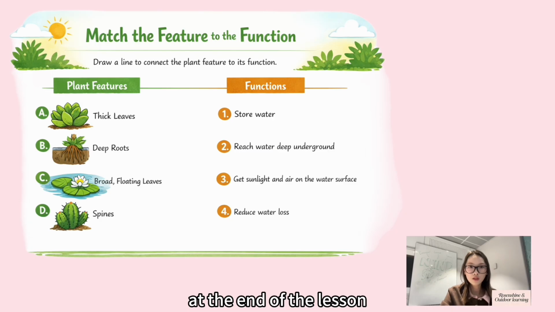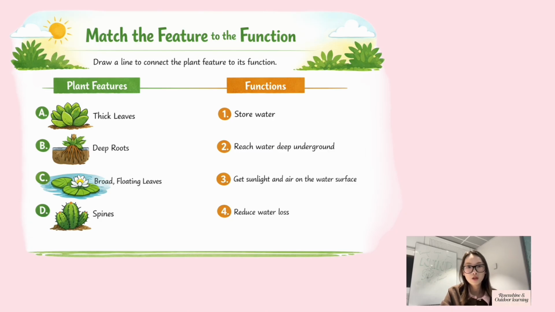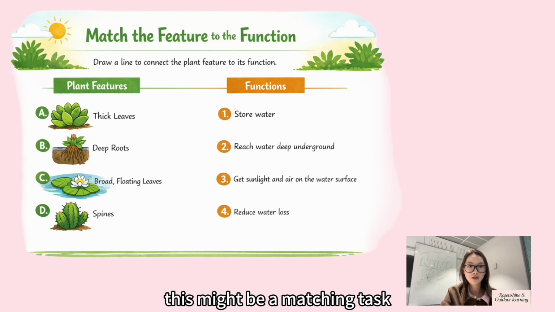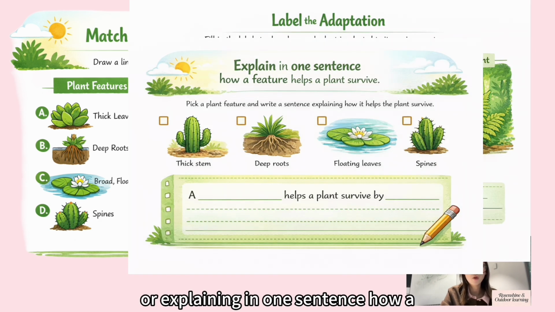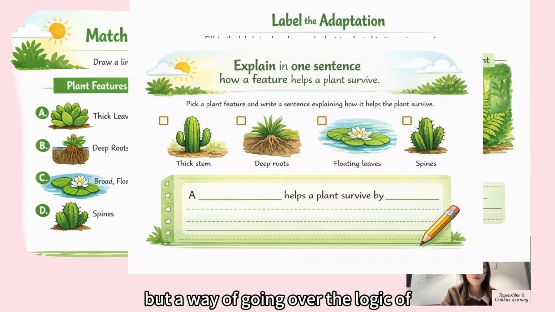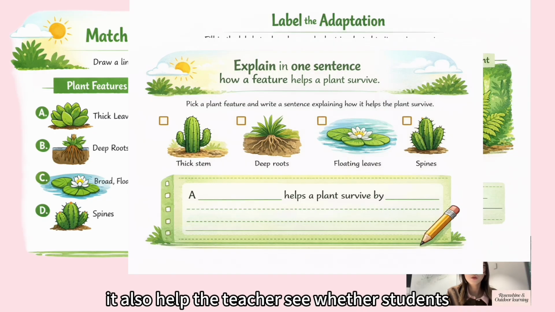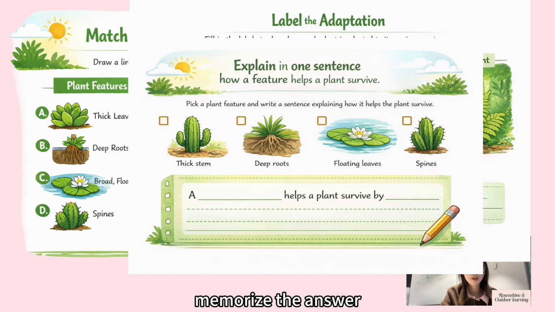At the end of the lesson, students complete a short task to revisit the core idea. This might be a matching task, naming an adaptation, or explaining in one sentence how a feature helped the plant survive. This is not just repetition, but a way of going over the logic of feature, function, and survival again. It also helps the teacher see whether students really understand the concept or have only memorized the answer.